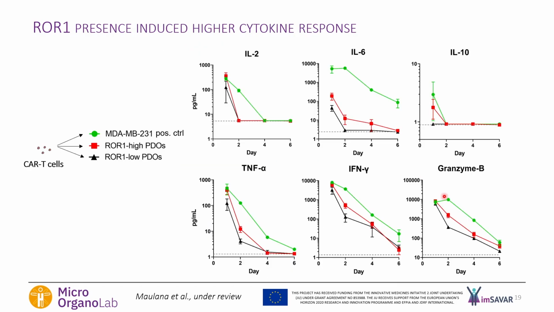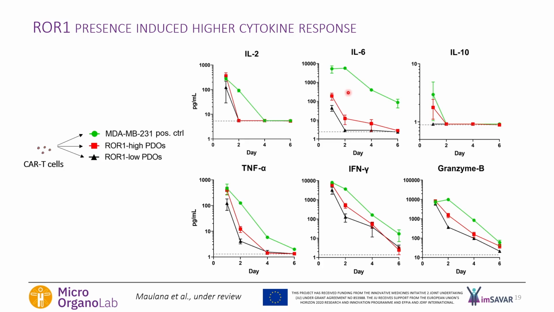And in terms of the cytokine response, we could also see a correlation, because we saw the highest response in the positive control condition in green. In the ROR1 high patient-derived organoid condition, we also saw higher levels compared to the ROR1 low condition, meaning that we can capture these differences generated from the patient materials.